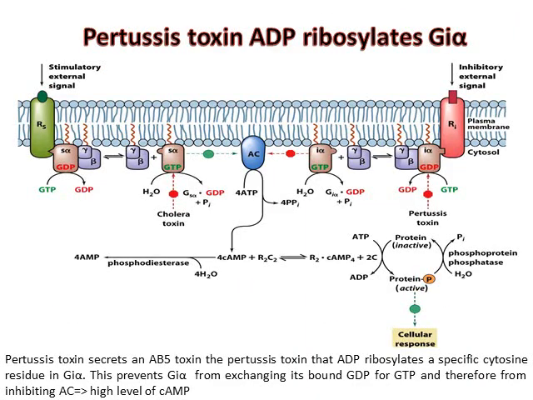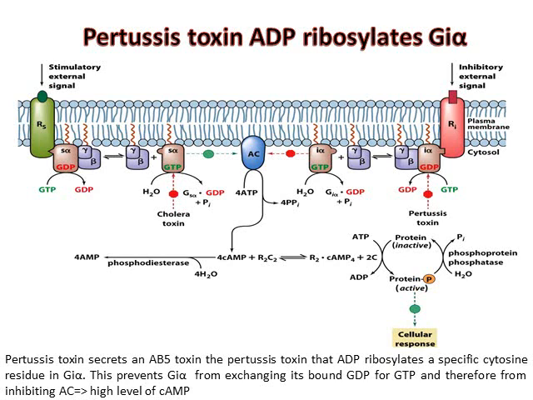Another toxin that affects the G protein is the pertussis toxin. This toxin is secreted by the bacteria Bordetella pertussis that causes whooping cough. This bacteria secretes an AB5 toxin that ADP ribosylates a specific cysteine residue in GI alpha, the G inhibitory alpha. So what's affected here is not G alpha as in the case of cholera toxin, but it's the GI alpha that normally inhibits the adenylate cyclase.